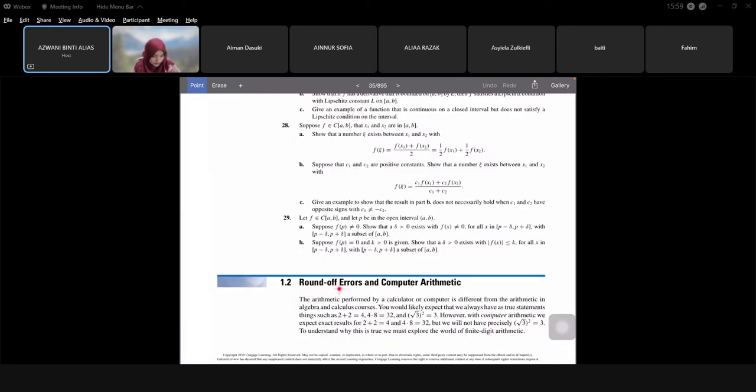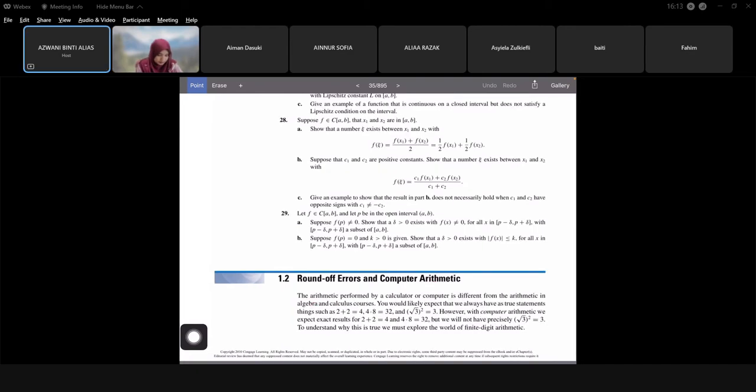It's about the round off error and computer arithmetic. So, what is a round off error ni? Okay, nak jelaskan kat mana wujudnya round off error. Okay. So, kita baca kat sini, the arithmetic, nampak tak?